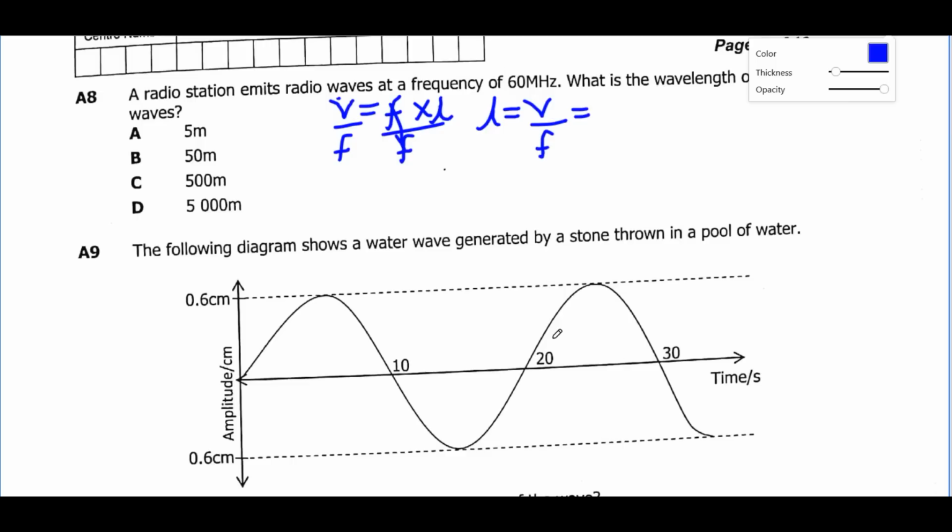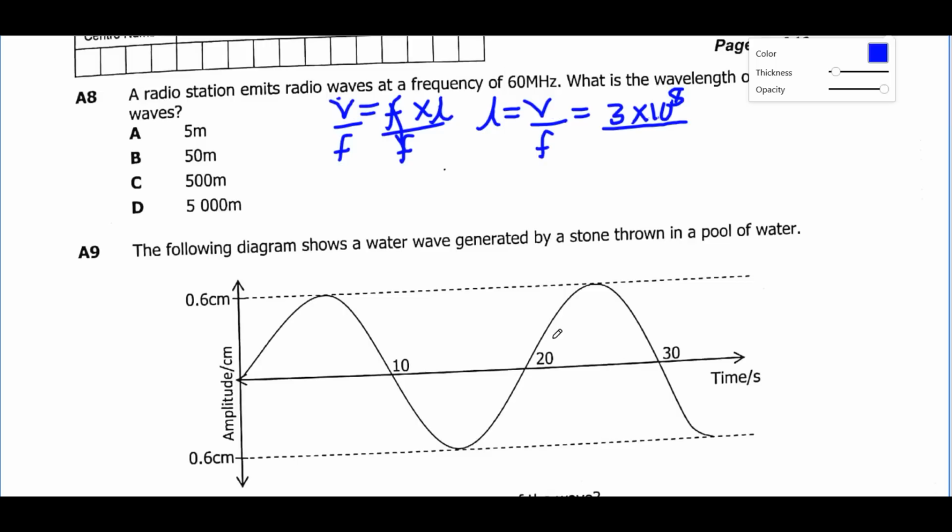So the speed of a radio wave is 3 times 10 raised to the power 8. This number must be known because this is the speed of all electromagnetic waves, and a radio wave is an example of an electromagnetic wave.